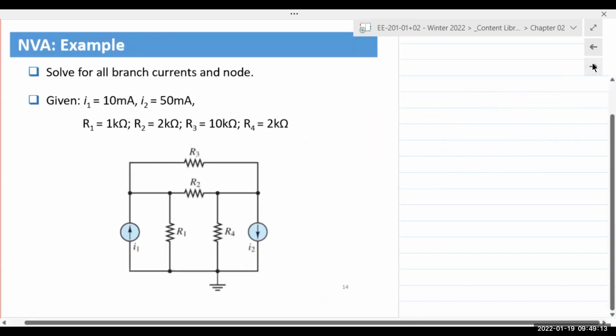Let's look at this example. The circuit has two current sources. Both the values are given. You have 4 resistors. All 4 resistor values are given. If you look at R2 and R3, they are in parallel. This is the exact same node. There's nothing else connected between any of these terminals. And this is the exact same node.